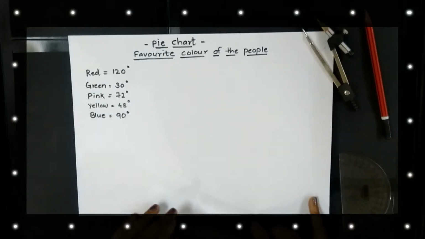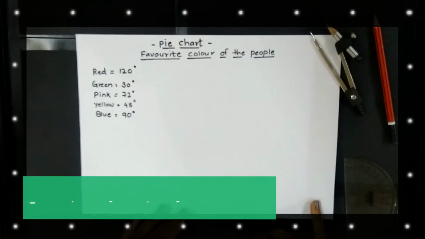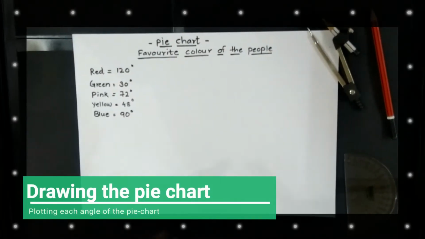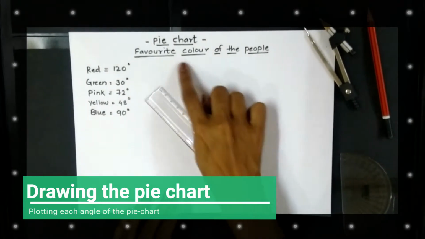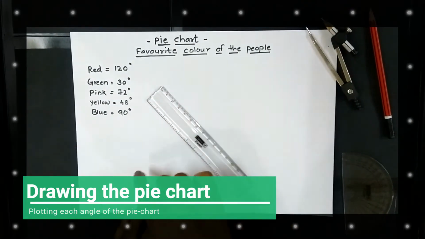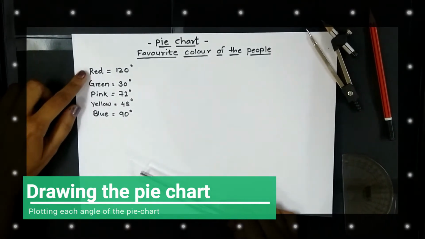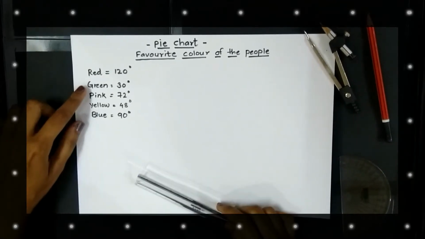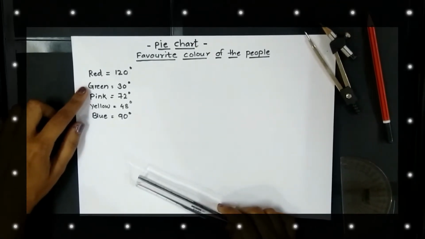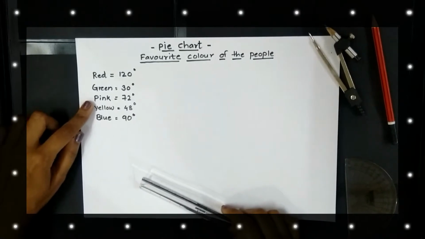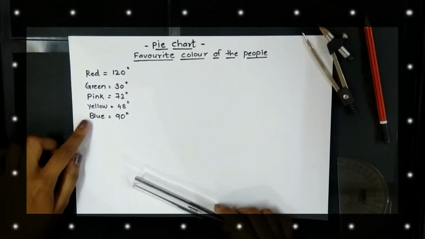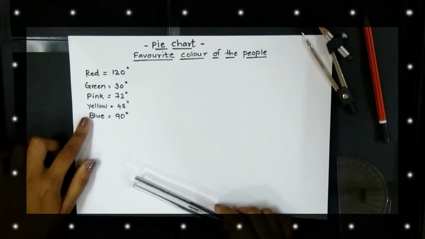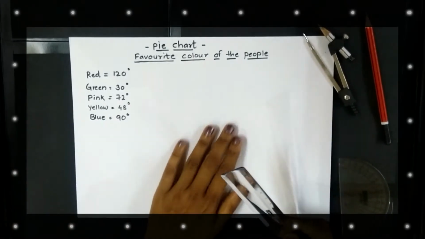In the first part of this video, we learned how to find the angle that will represent each sector on the pie chart. We had collected the data about the favorite color of the people, and the angles that we found are: for red, 120 degrees, green 30 degrees, pink 72 degrees, yellow 48 degrees, and blue 90 degrees. Now these angles we have to plot here on the pie chart.